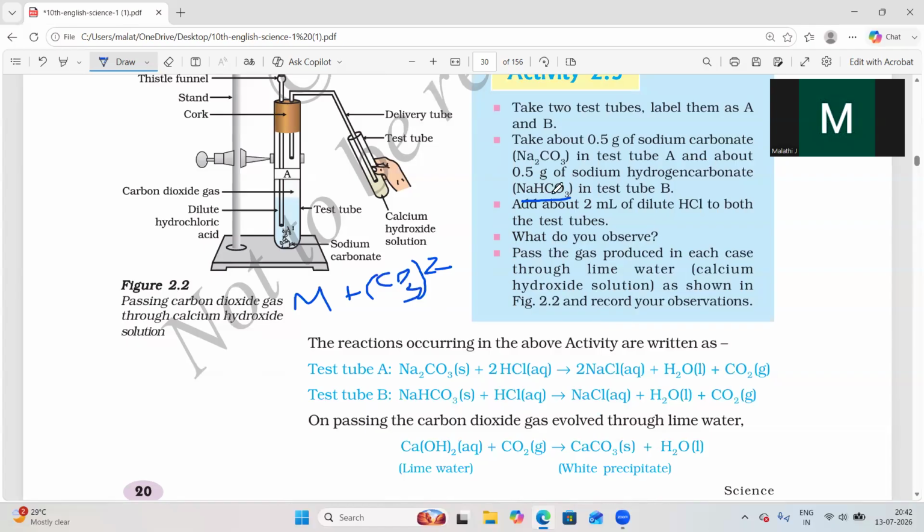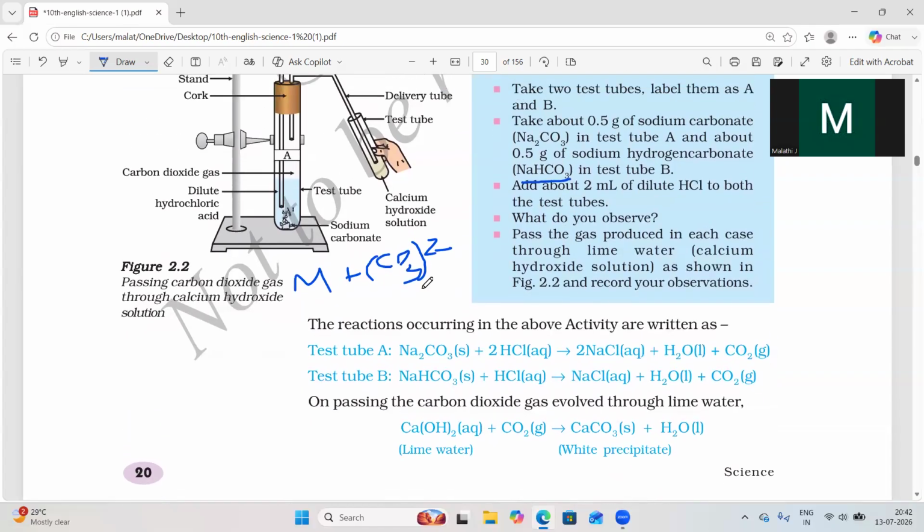This is sodium bicarbonate. So what will happen when this reacts with an acid? Metal carbonates react with the acid, and you will get salt plus water plus carbon dioxide. The same thing happens when metal bicarbonates, or metal hydrogen carbonates, react with the acid: you will get sodium chloride, meaning salt, plus water plus carbon dioxide. So in both reactions you get the same products: salt plus water plus carbon dioxide.